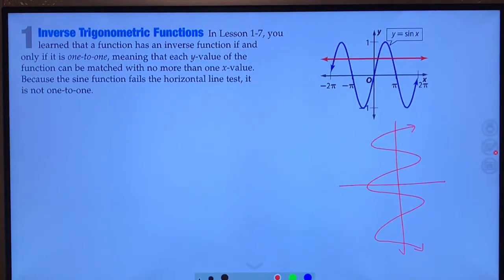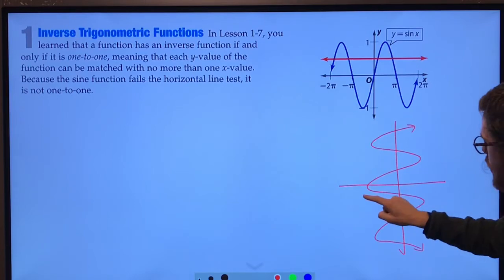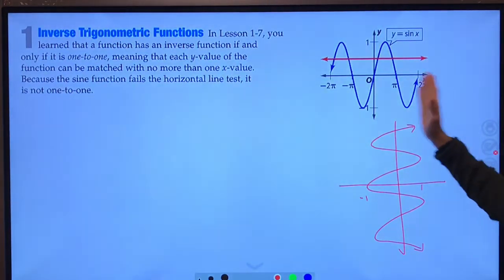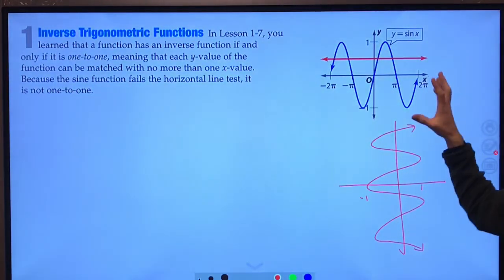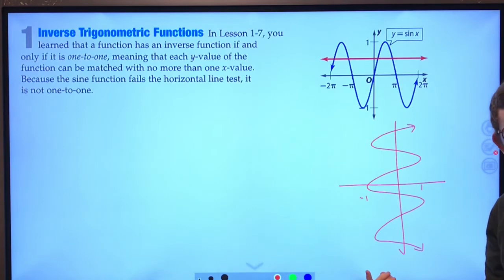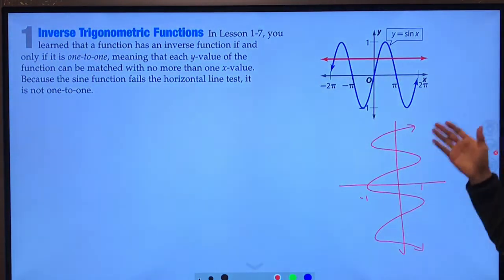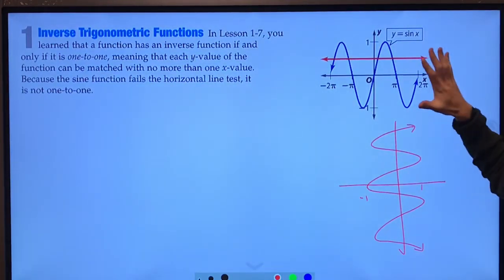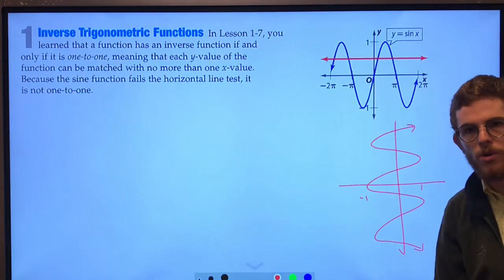The x's would bounce between +1 and -1, and we would see that the domain, which is now the range of this inverted function, would be all real numbers. So this would certainly not be a function, would not pass the vertical line test, and that is because the original sine function is not 1-to-1.